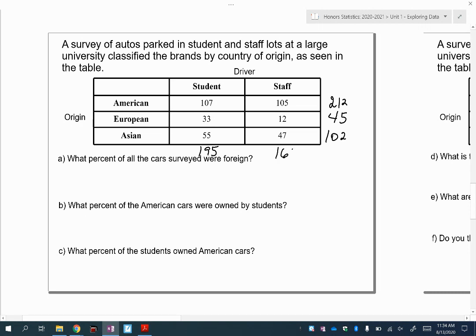That's 164. Now, one thing you can do to check to make sure you did your calculations correctly is to add up both of your marginal distributions separately, and you should get the same grand total number. So I got 359 when I added up the origin ones. Let's see what I get when I add up the driver. I get 359 as well. So we know those numbers match. So that's our grand total.